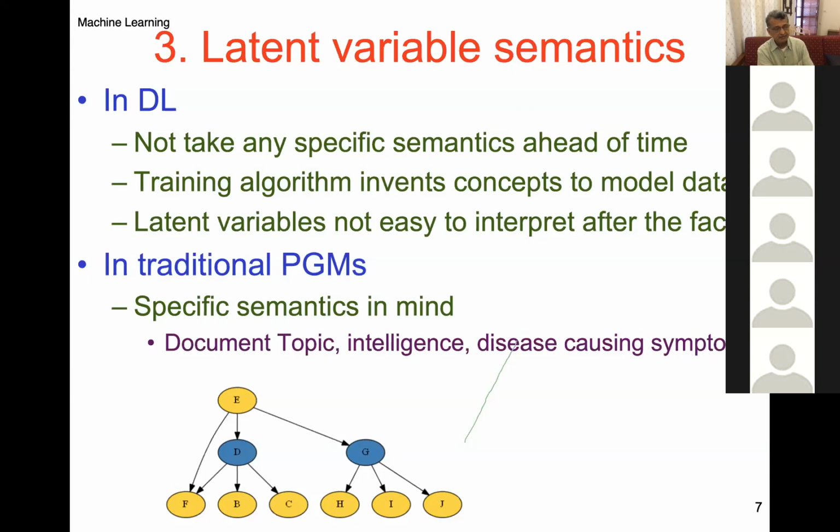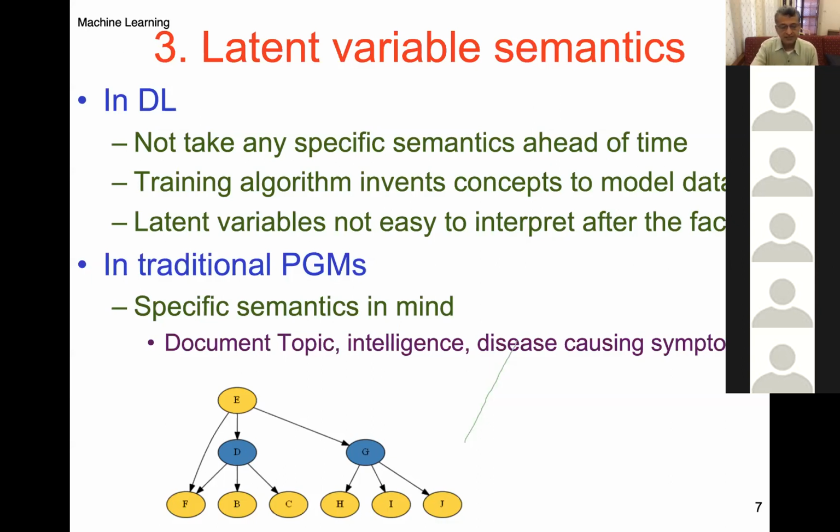How did you say it was a cat? Well, that's what the outputs at the last level before we applied softmax say, and those are not necessarily human interpretable. And so the whole area of explainable AI is about how you force it to become interpretable. Whereas in traditional probabilistic graphical models, there are specific semantics in mind. When you design a PGM for some topic, such as learning the topic of a document, or intelligence, or disease-causing symptoms.